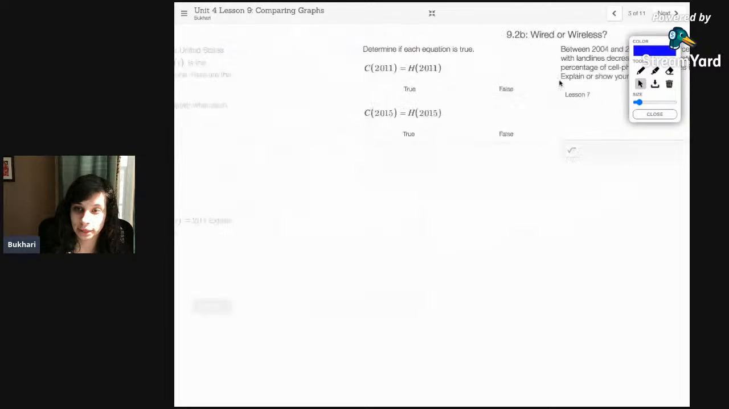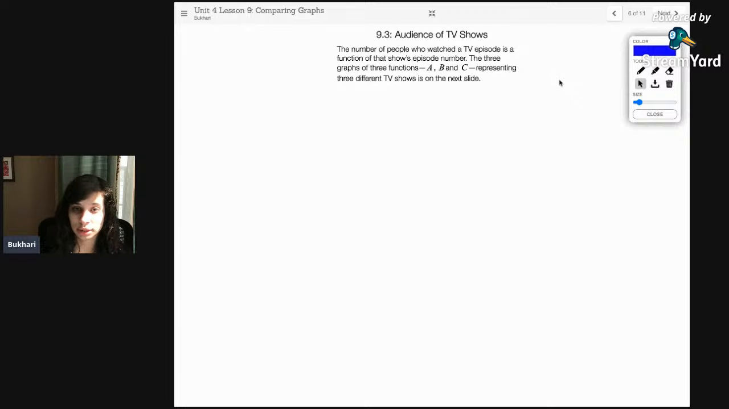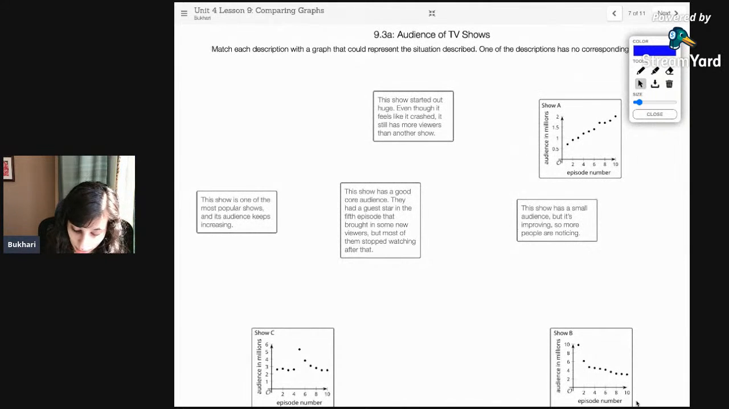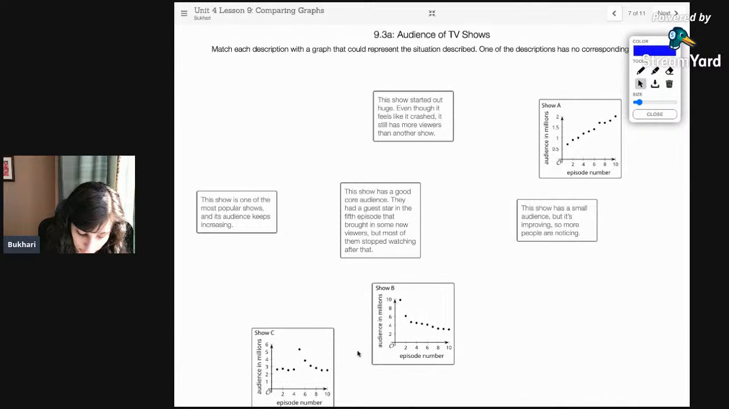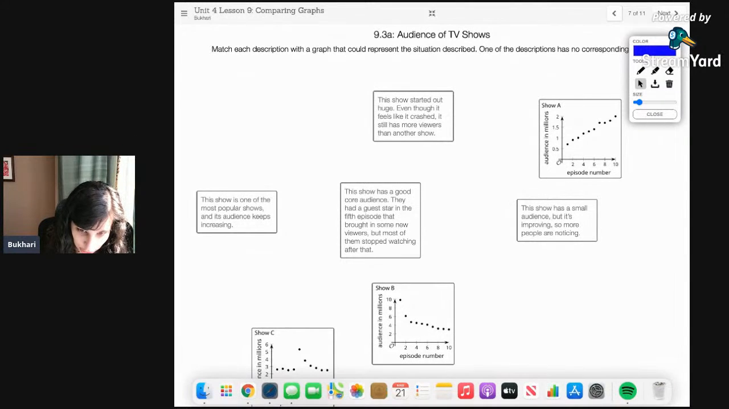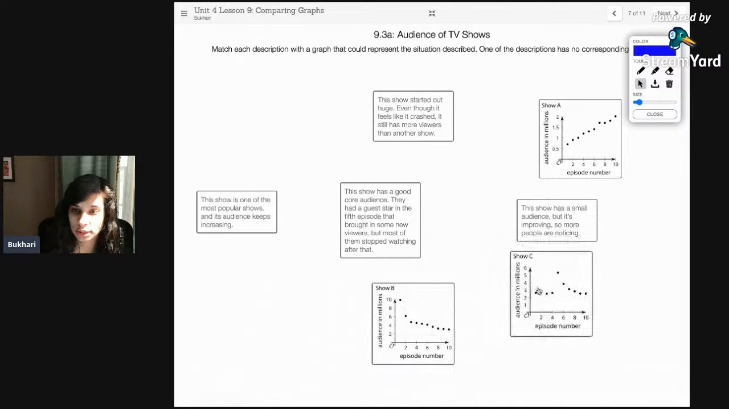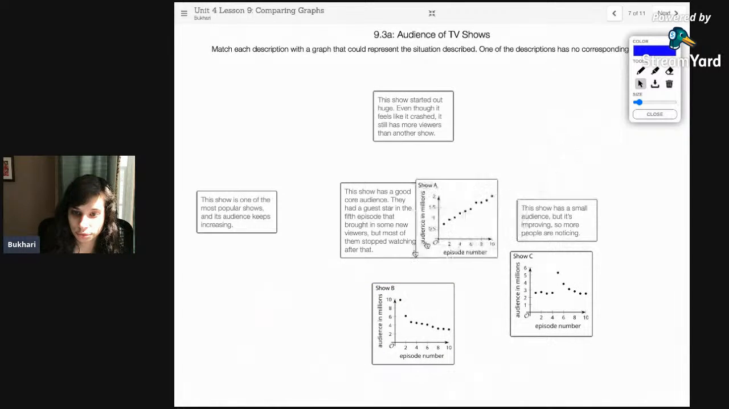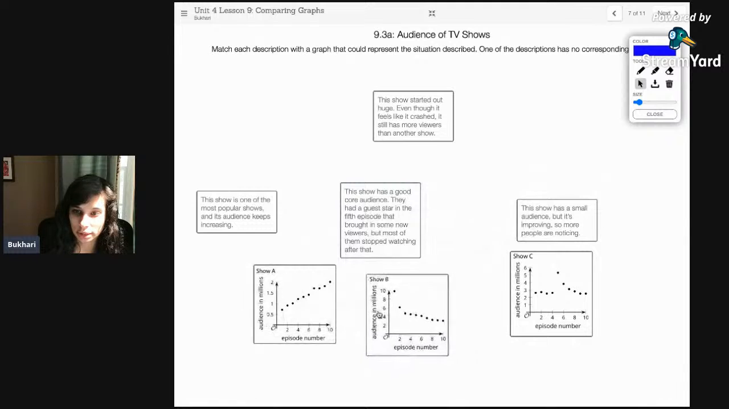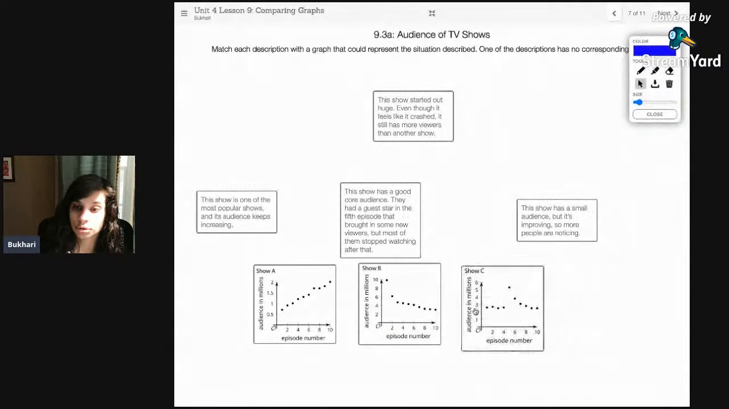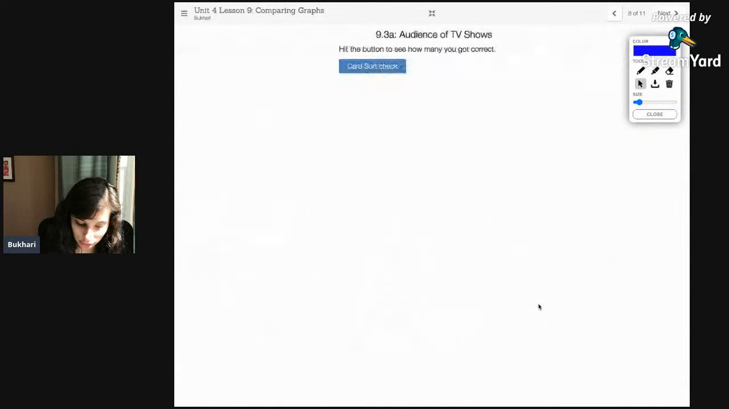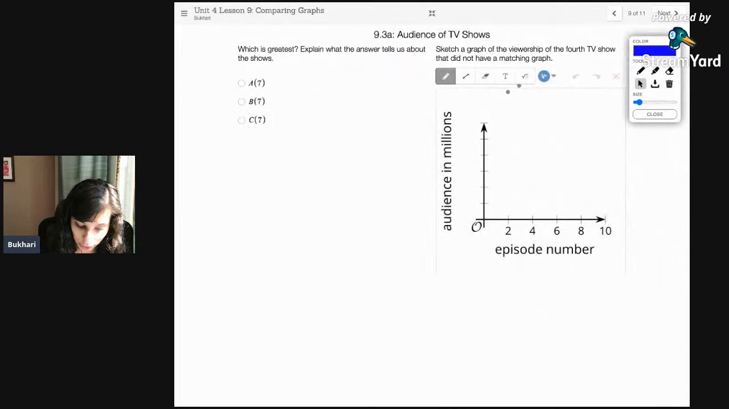And last but not least, you have lesson 9.3. In 9.3, you want to match your graphs to scenarios. You aren't creating any graph. You are going to be matching your graph to scenarios. There are 4 scenarios and 3 different graphs. So choose your 3 scenarios that correctly describe the 3 graphs. And when you determine which one does not have a pair, I want you to sketch that graph for me.